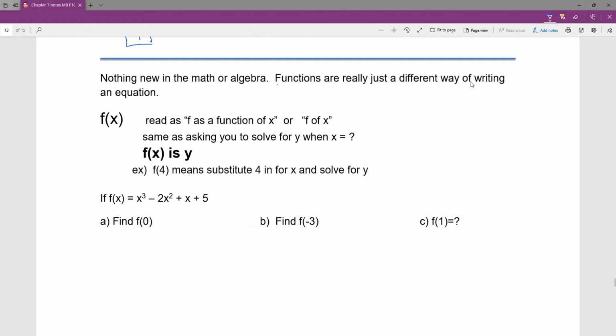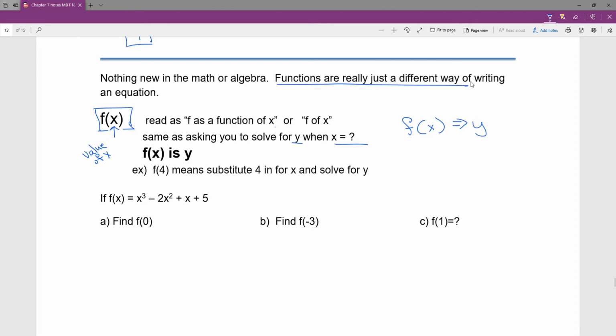Functions are really just a different way of writing an equation. And so you can see this function notation as an f with an x after it. And the x is really just the value of x that you use to sub in. So you read this f of x as a function of x or f of x. When you see this f with the x in it, it's not multiplication between two things. It's really just asking the same for you to solve for y when x equals whatever in that little bracket there.